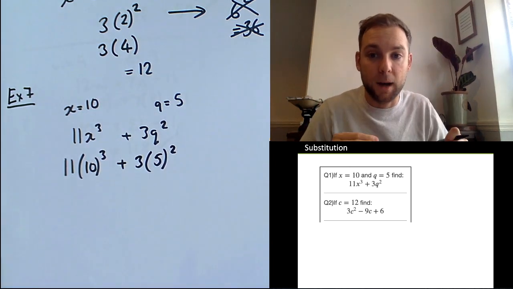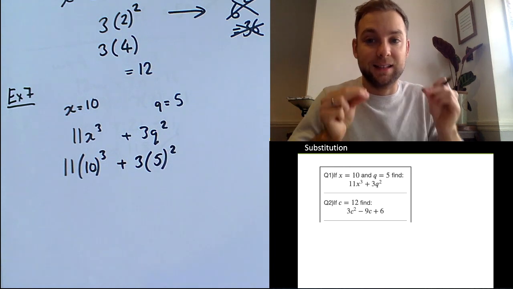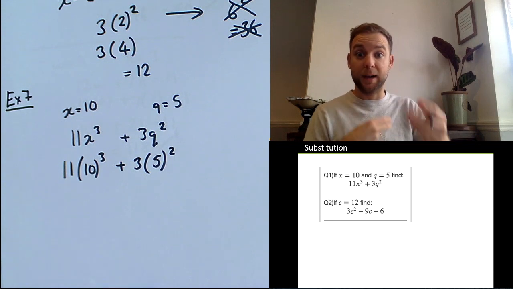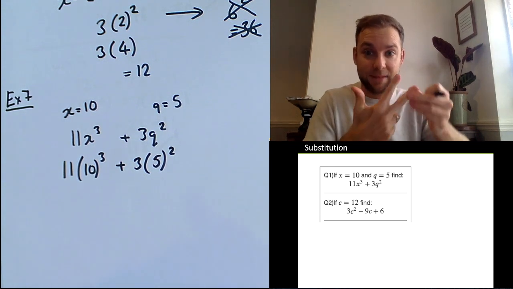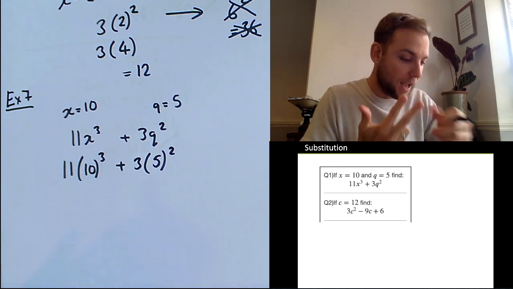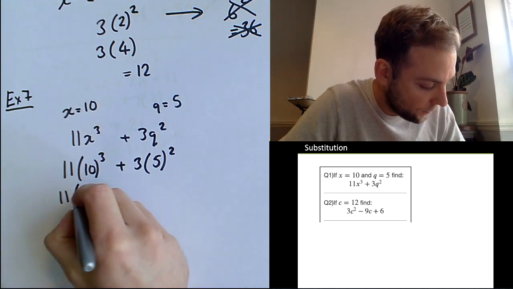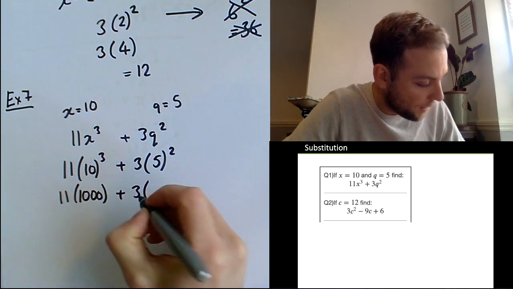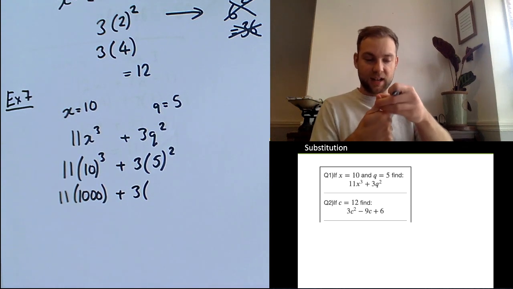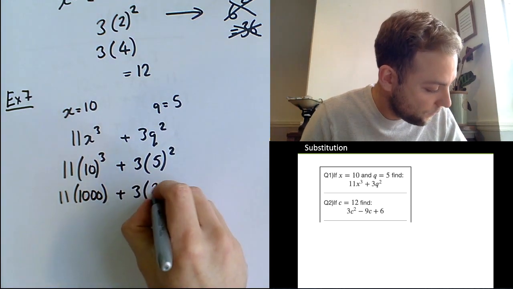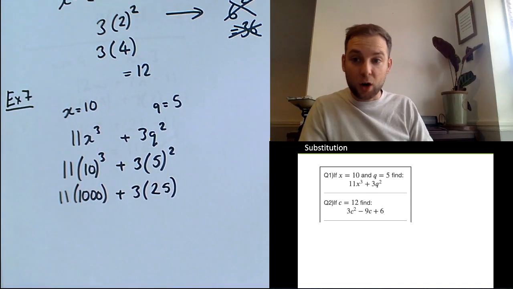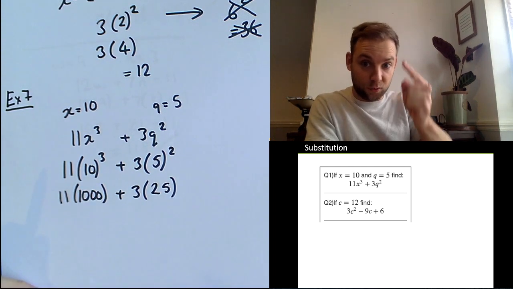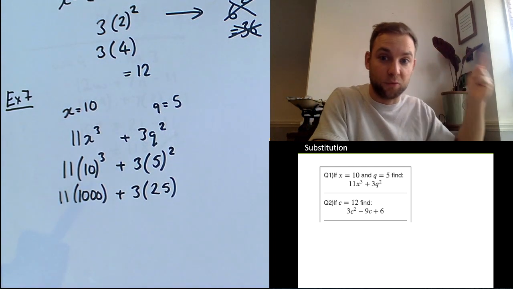Now, remember, I've got to do the indices, the powers first. So 10 cubed is 10 times, cube means times by itself 3 times. 10 times 10 times 10. So 10 times 10 is 100. Times by 10 is 1,000. So we've got 11 times by 1,000 plus 3 times by 5 squared, which is 5 times 5, which is 25. Be careful. Another common mistake here is to think that that means 3 times by 10, which is 30. That is wrong. It's 3 times by 10 times by itself 3 times.